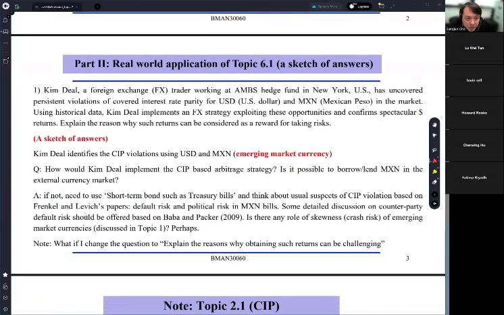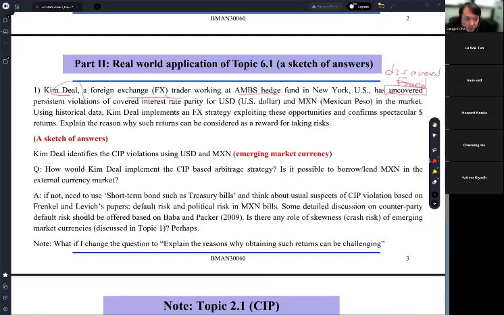Now, a more important thing is this one. A question like this could be in the actual exam. Kim Deal, a foreign exchange trader working at AMBS hedge fund in New York, US, has uncovered. Uncovered just means found, discovered. This is one of the previous year's final exam questions. Some students were very confused about this word, so maybe it's better to use discovered now.